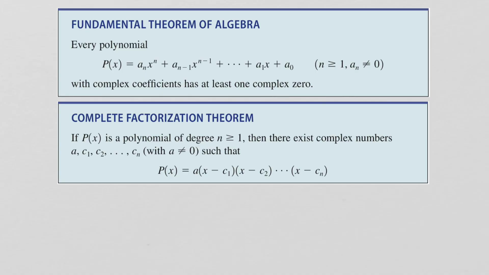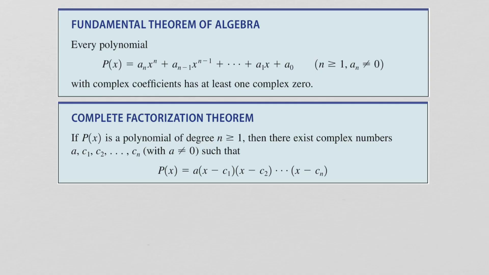The fundamental theorem of algebra says every polynomial p of x with a degree greater than or equal to 1 with complex coefficients has at least one complex zero. So now we are allowing for the coefficients to be complex numbers, not simply real numbers, and we are also allowing for our zeros to be complex. Keep in mind that when we say complex, that includes real numbers, but it also includes non-real numbers.